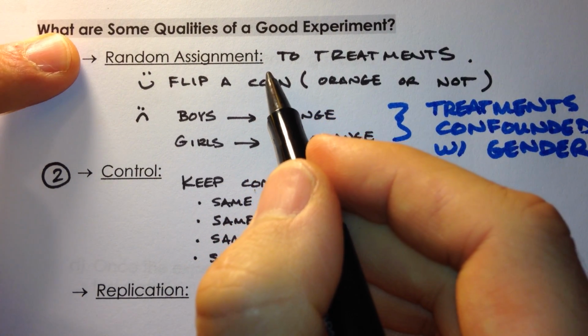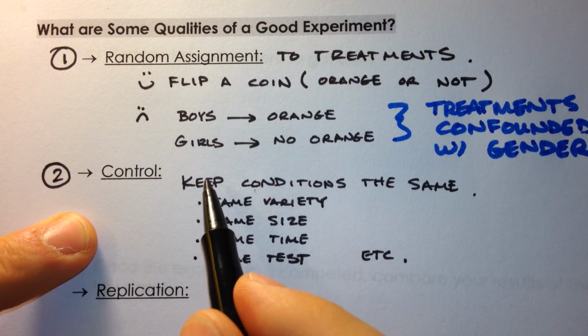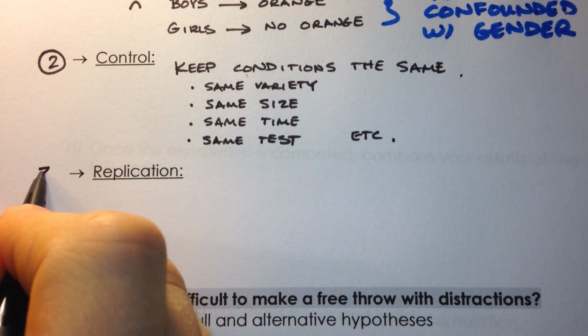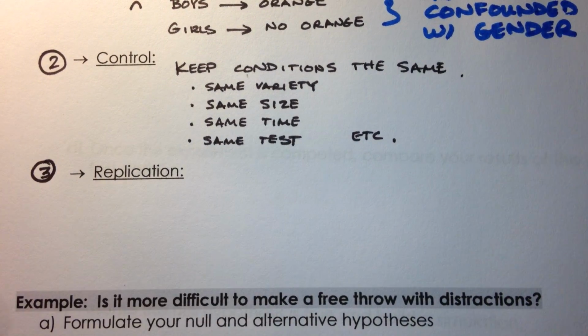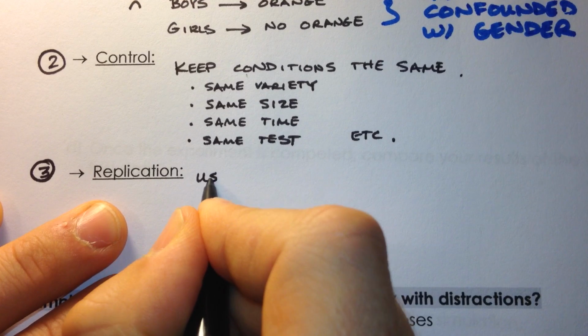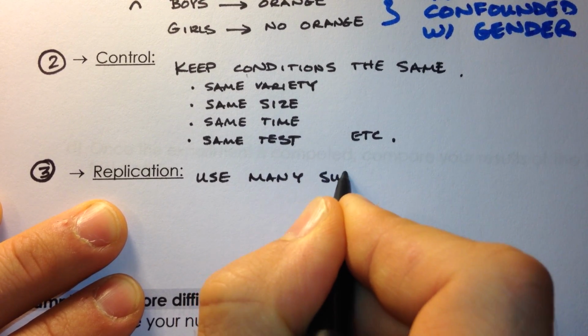So you've randomized your subjects into the treatments. You controlled the experiment to make sure that everyone has the same experience. The last thing that is going to really determine whether you can use your data or not is replication. And replication just means use many subjects.